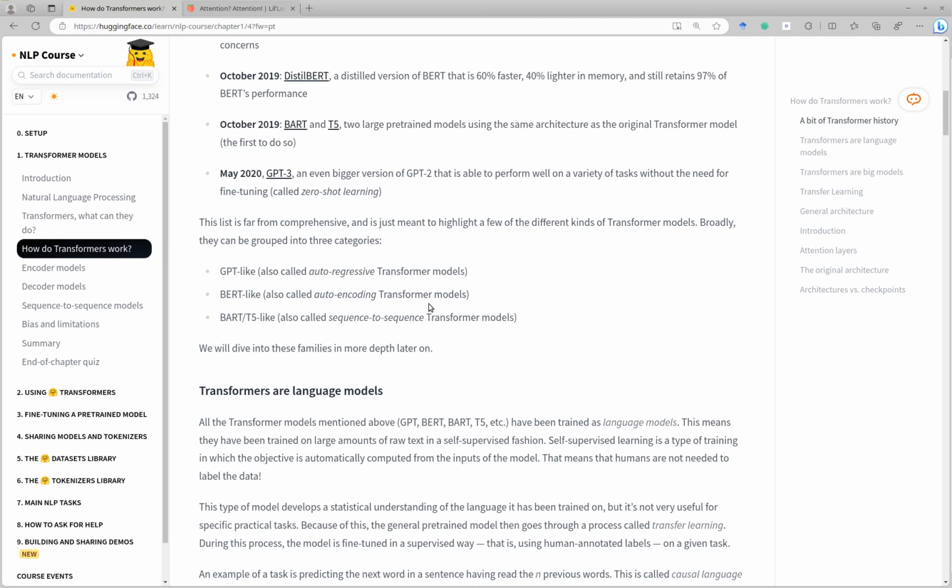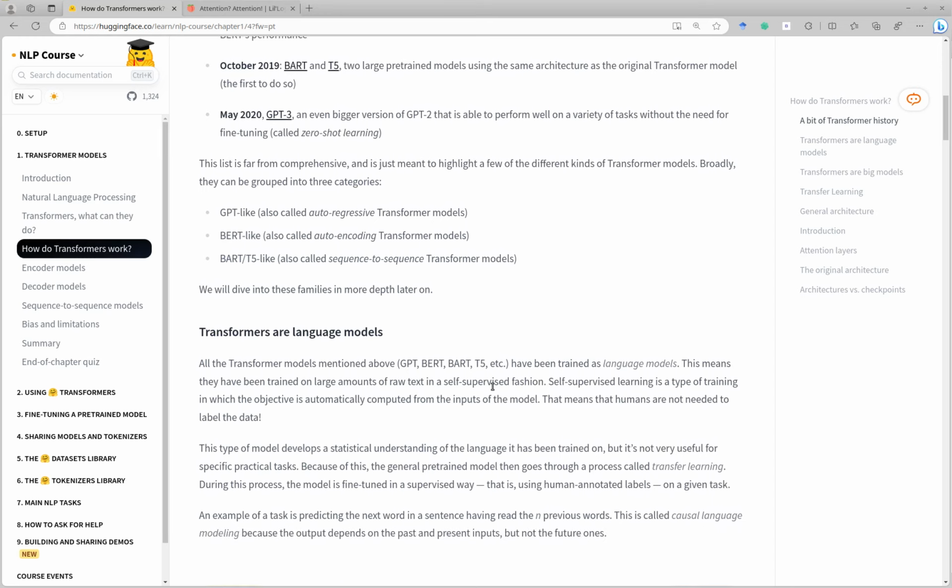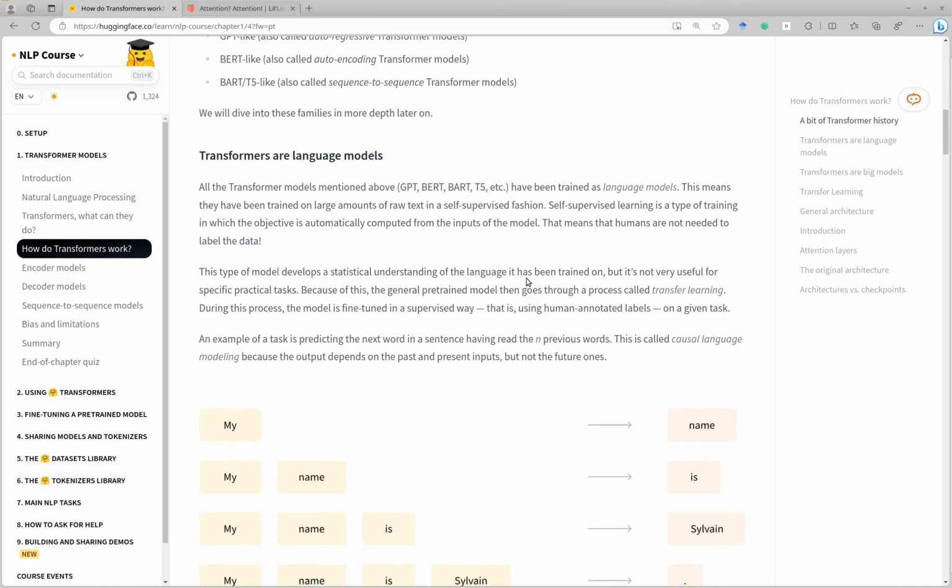And then the last one is sequence-to-sequence transformer models. It is of course the combination of both encoder and decoder models, and it will help us to translate. The main purpose is translating from one language to another, and many other things as well. We will talk about those things in detail later on. Let's move on to the next part.